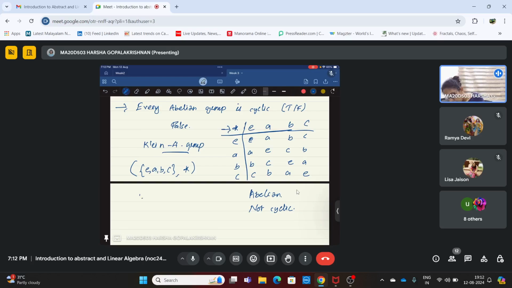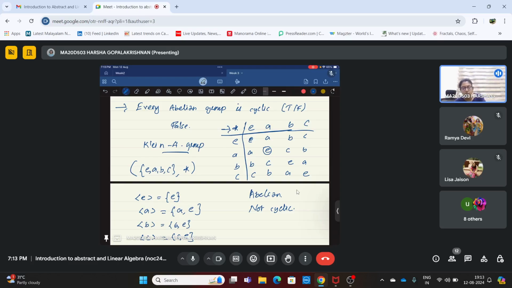Now, what is the generator? E generates only the element E. Okay. A generates the element A first. Then we need to check A star A. What is A star A? A star A is E, right? From this table, A star A is E. Again if I am multiplying, what will I get? E star A, which is again A. Okay. Again I will repeat A, E like that. So A will generate A, E only. In the same way, B will generate B, E. C will generate C, E. So we tried all the possible generators.